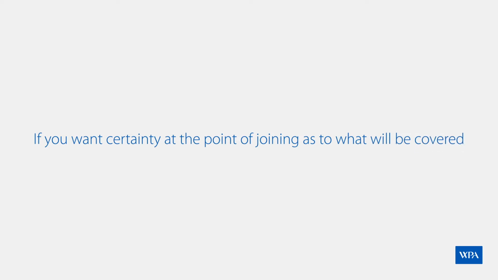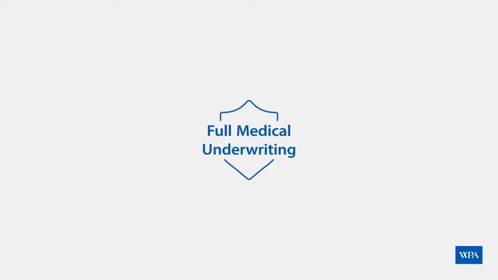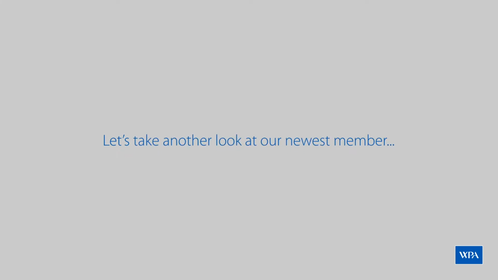If you want certainty at the point of joining as to what will be covered, you may choose to join on a full medical underwriting basis. At the point of application, you will be required to answer questions about your medical and family history, your height and weight, and your lifestyle. We may choose to apply personal exclusions for your pre-existing conditions. This means that you wouldn't be able to claim for a pre-existing condition, as well as any related conditions and symptoms.